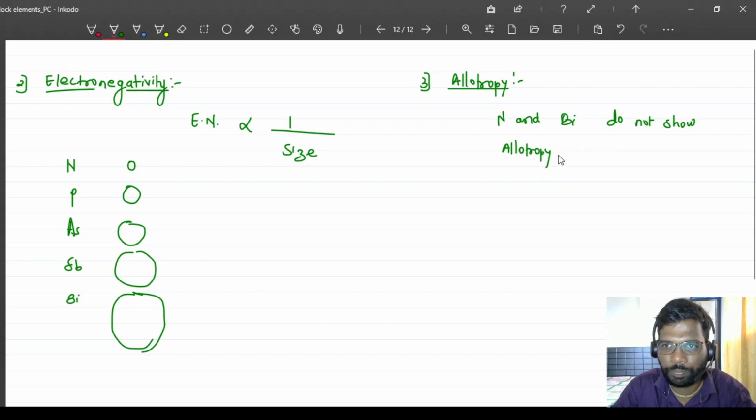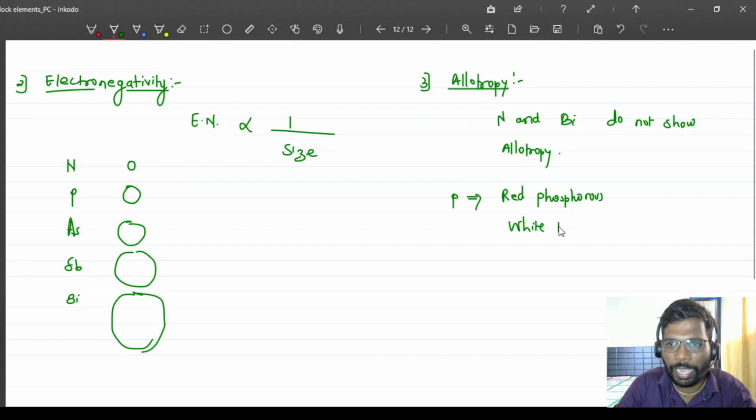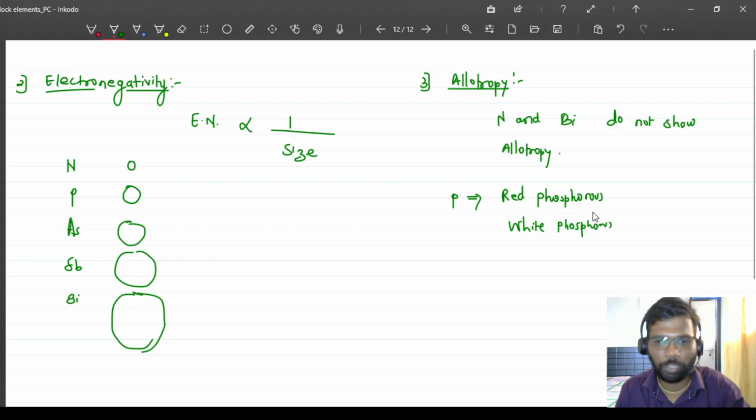Like other elements, like phosphorus. Phosphorus will exist as red phosphorus and white phosphorus. These are allotropes of phosphorus. So all the rest of the elements will exhibit allotropy, whereas nitrogen and bismuth do not show any allotropy.